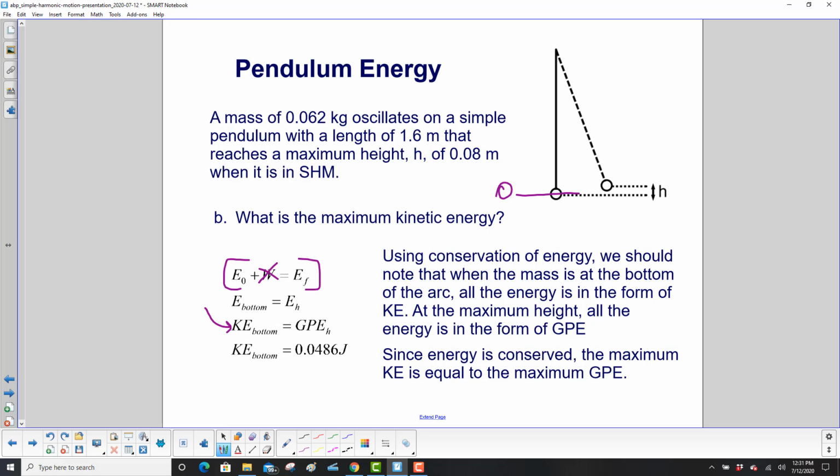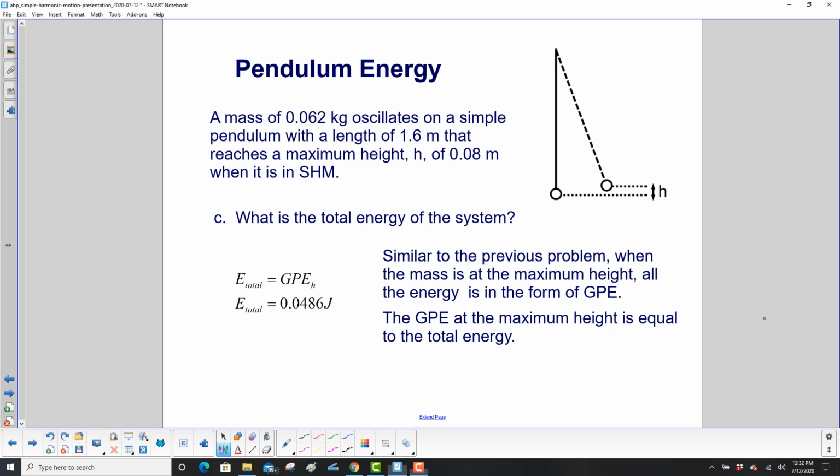And at the top, the pendulum swings until its velocity stops, and then what happens? It swings back the other way. So the velocity is 0 at the top, so there's no kinetic energy. Therefore, the kinetic energy at the bottom is equal to the GPE at the top, which we already found out, 0.0486 joules. Energy is conserved, no energy is transferred out of the system as it swings from the lowest point to the highest point.